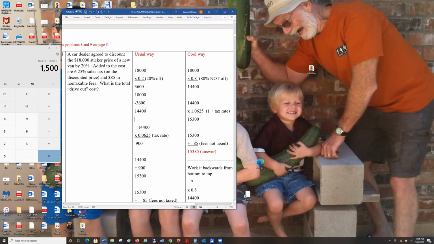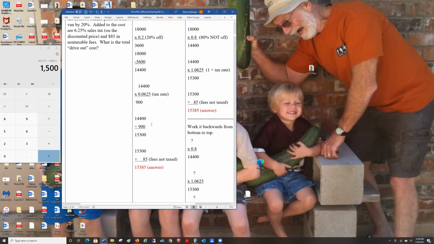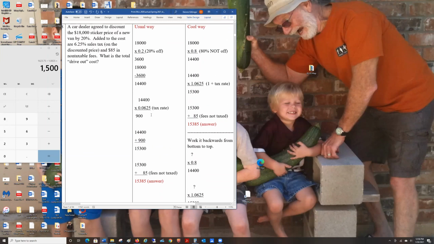Again, this is the usual way and it's good and you need to know it. And it makes a lot of sense. So the discounted price is 14.4 thousand and added to that is 6.25% sales tax on the discounted price. So I'm going to change 6.25% by moving the point 2 places to the left and get 0.0625. And I do not do this by hand. I do it with a calculator.